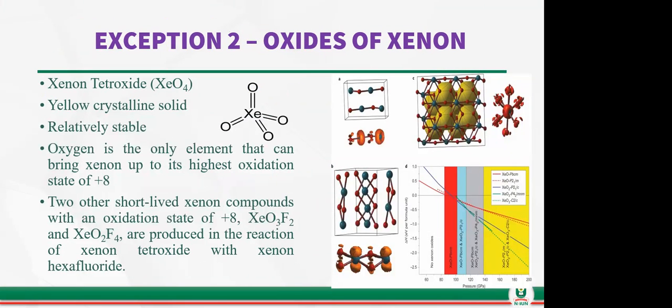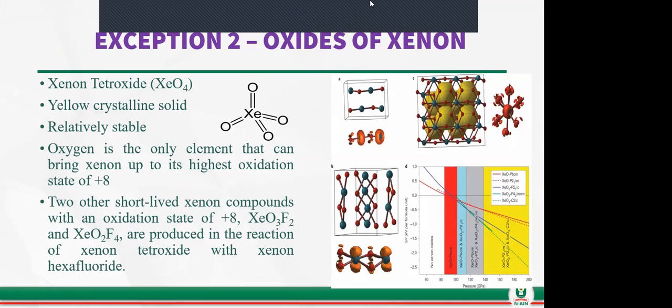Then the second class of exception are the xenon oxides. Xenon, as a noble gas, was established to have been able to form a compound called xenon tetroxide. Xenon tetroxide. And the structure is as seen above.